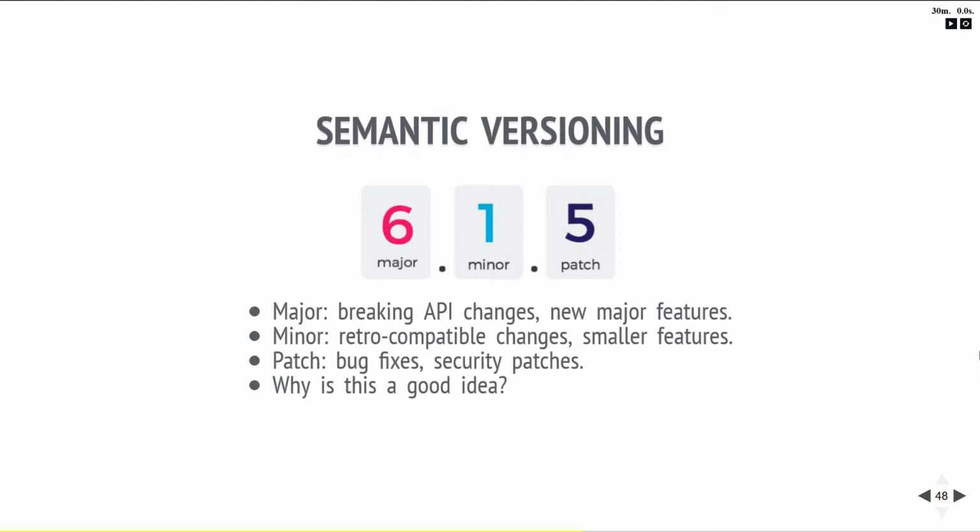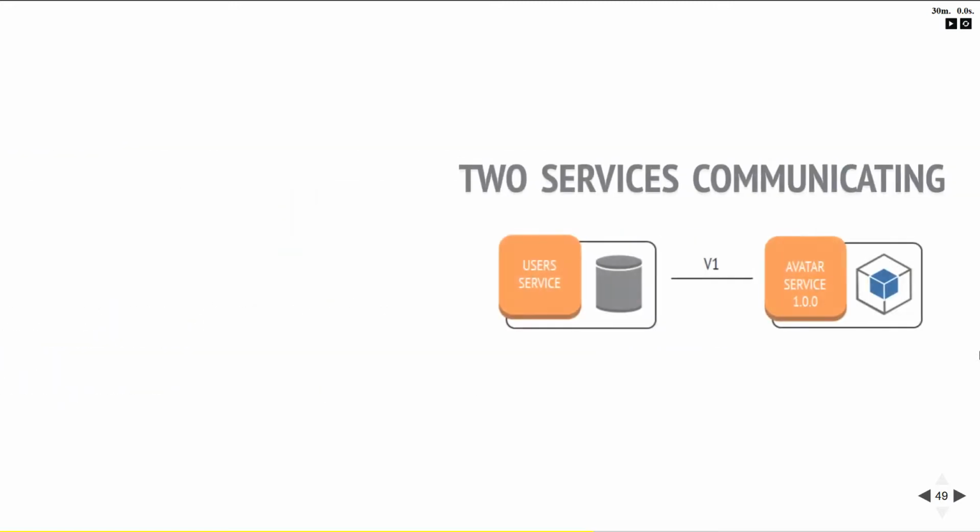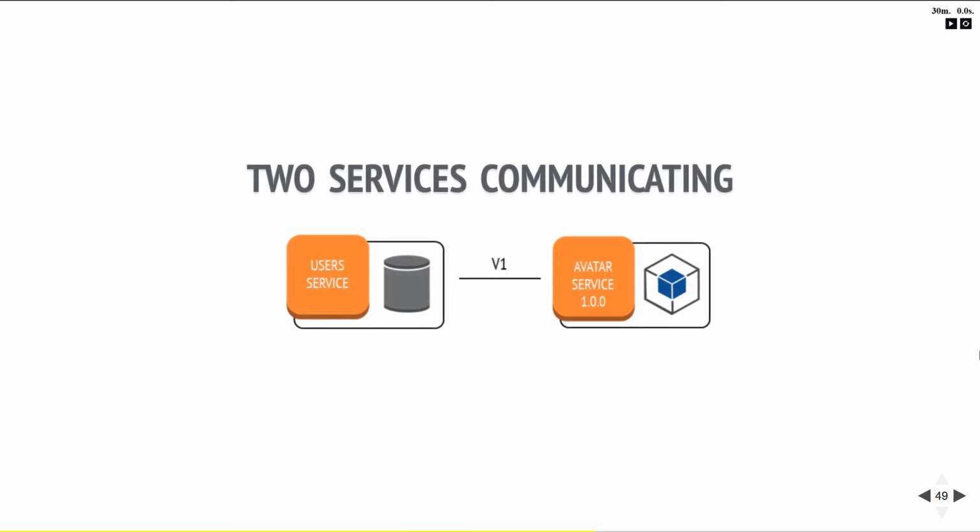And let's kind of try to understand. This is really simple, but why is it actually a good idea? And why so many people adopting it? So if we go and look at how it's used, let's say we have a microservice architecture, right? We have a user service and we have an avatar service. So user service talks to avatar service version 1.0.0, right? So I'll call it version 1.